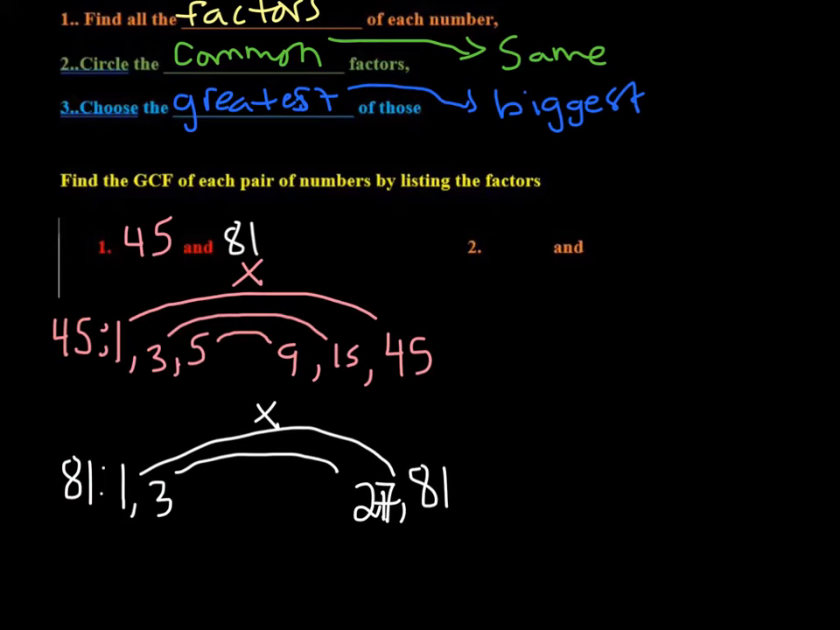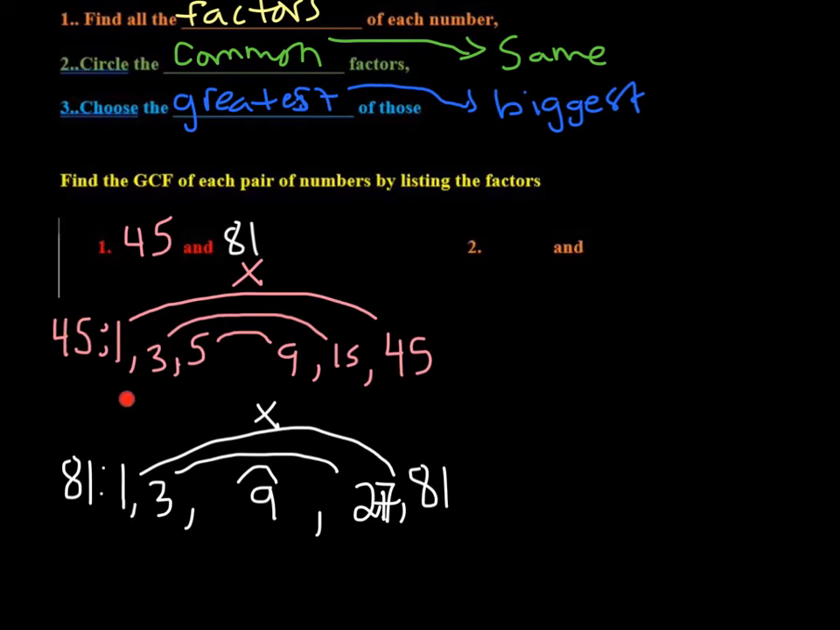We know 9 is a factor because 8 plus 1 is 9, and 9 can be divided by 9. So when it's the same number, you can just put one number. You don't have to put two 9s. So the factors of 81 are 1, 3, 9, 27, and 81.